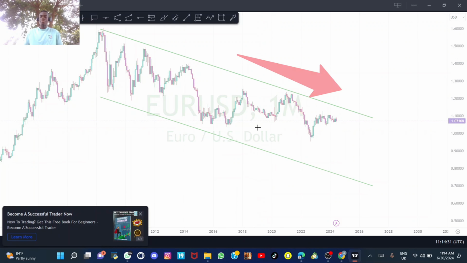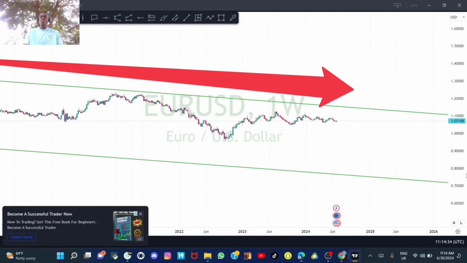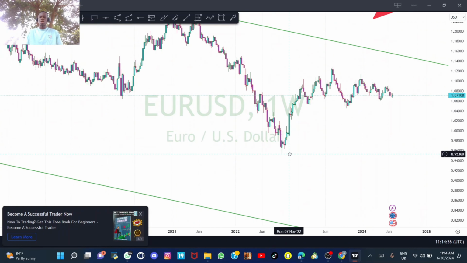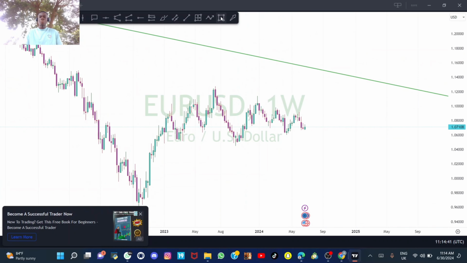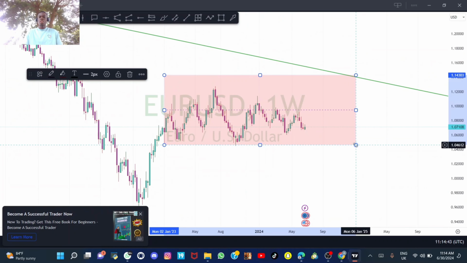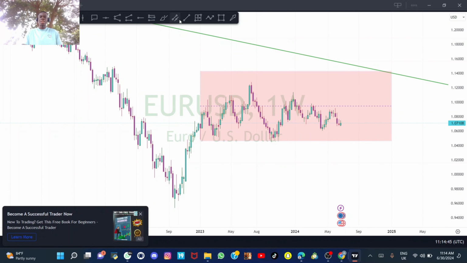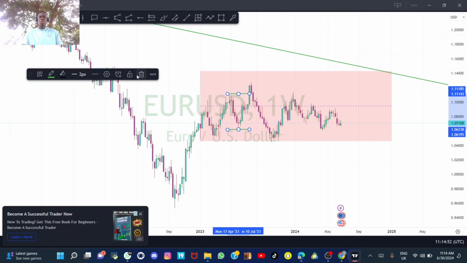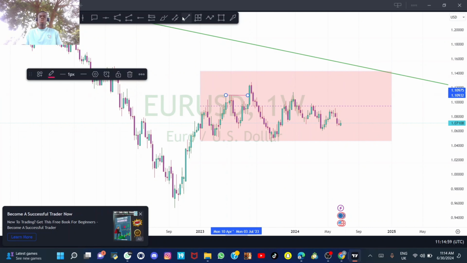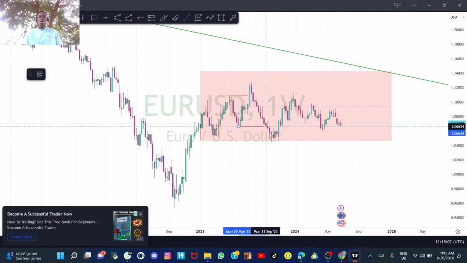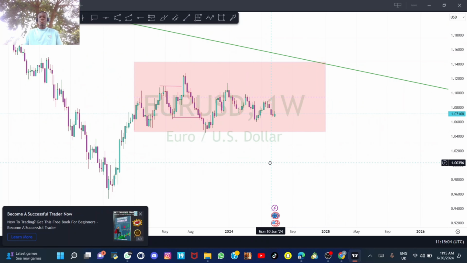Now let's go to the weekly time frame. What's the weekly time frame also telling us? From the weekly time frame, we can see that when it gets close to here, we have our area of interest. What we see here is a nice change of character on the weekly time frame, a very nice change of character.